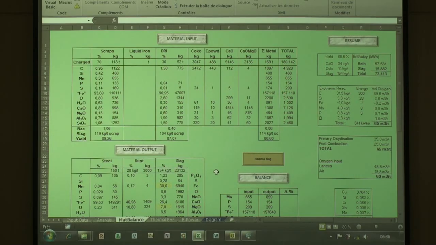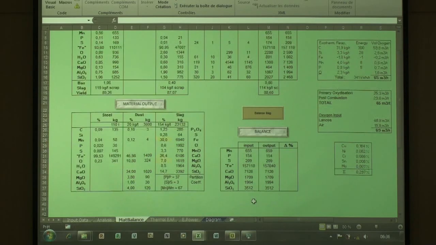So in the first part here, you have the material input. Here the material output. And here the balance of each element. So you see here on this table that all is equilibrated, almost.